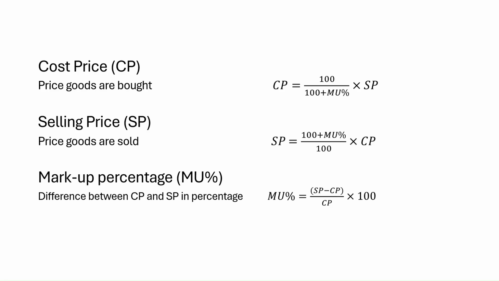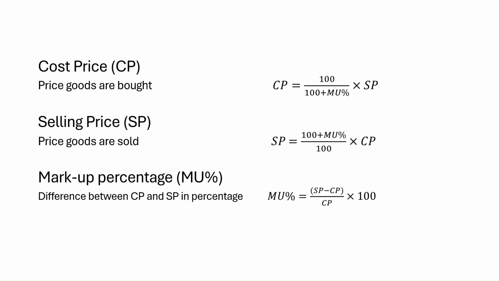The markup percentage, we refer to this as MU percent. If it weren't a percentage, and you were to say SP minus CP, that would just be MU, and that's basically the profit, most would say. But this is the percentage that profit technically is of the cost price that was added to the cost price to get the selling price. So the difference between the selling price and the cost price, in percentage, is the markup percentage.